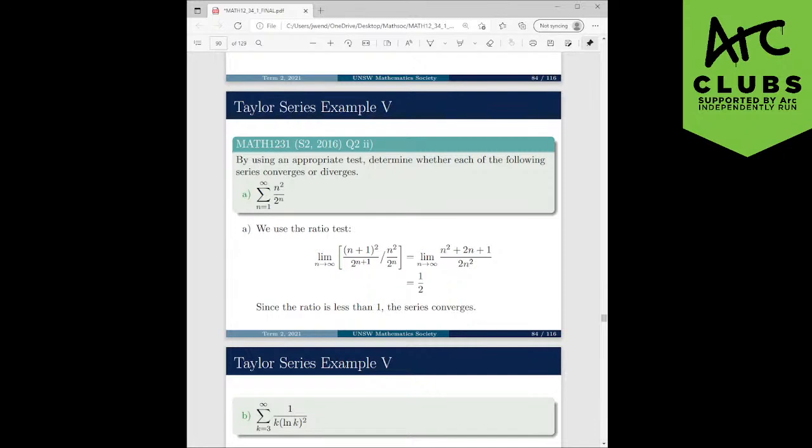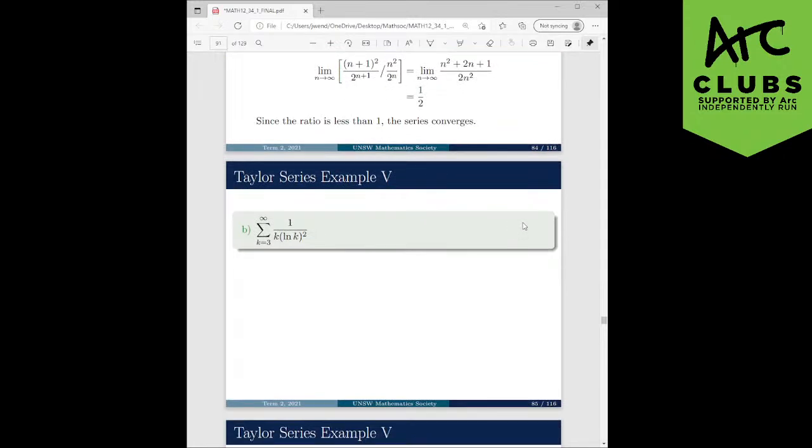Once again, if you've forgotten the technique for doing a subtle cheat there, if the degree of your numerator is equal to the degree of your denominator, in this case they're both degree 2, then all you have to do is ratio the leading coefficients, and that's what it approaches as n goes to infinity. So it approaches half. And that ratio is less than 1. So ratio test style, it converges. It's very nice.